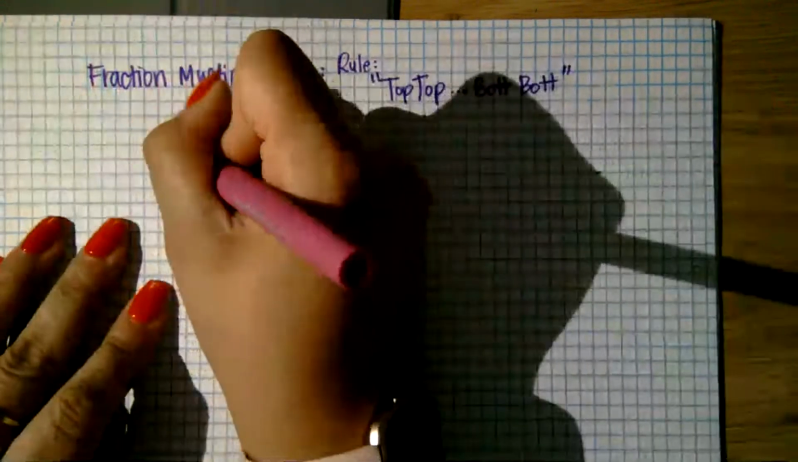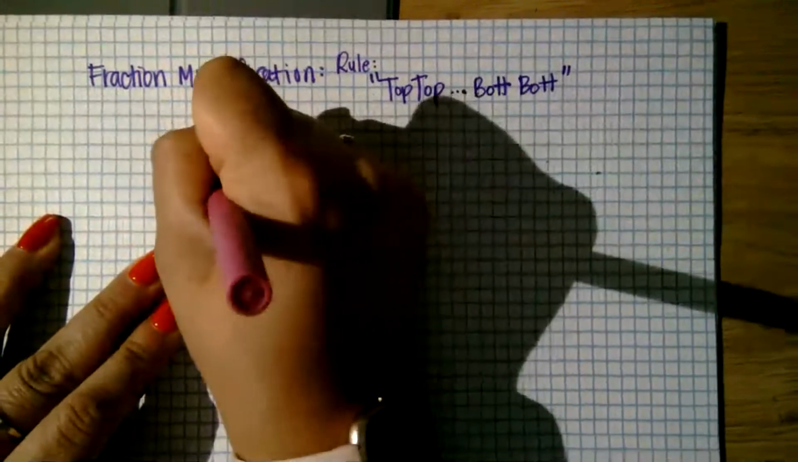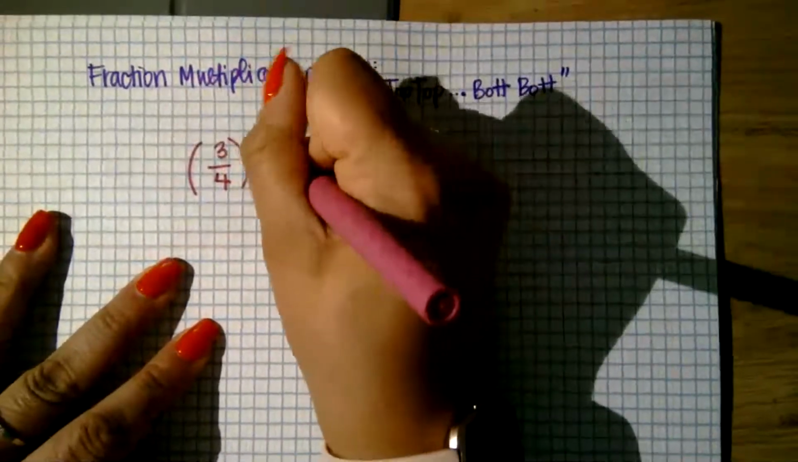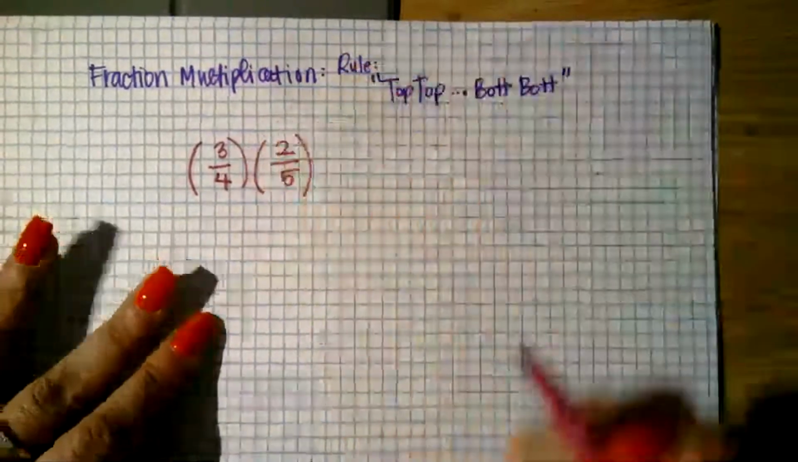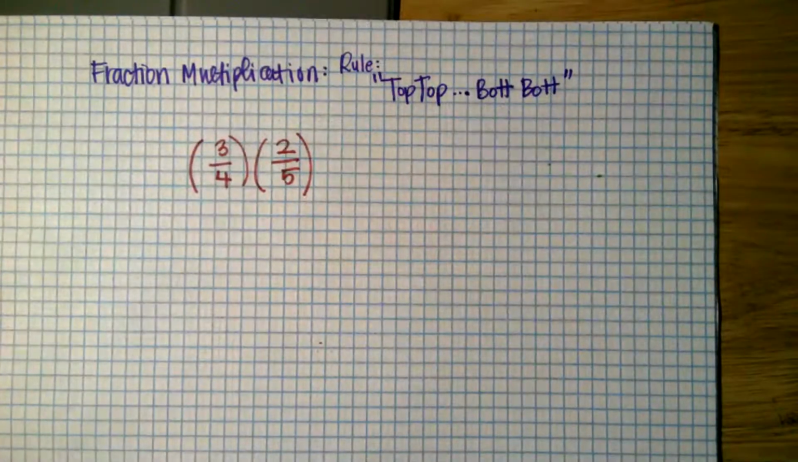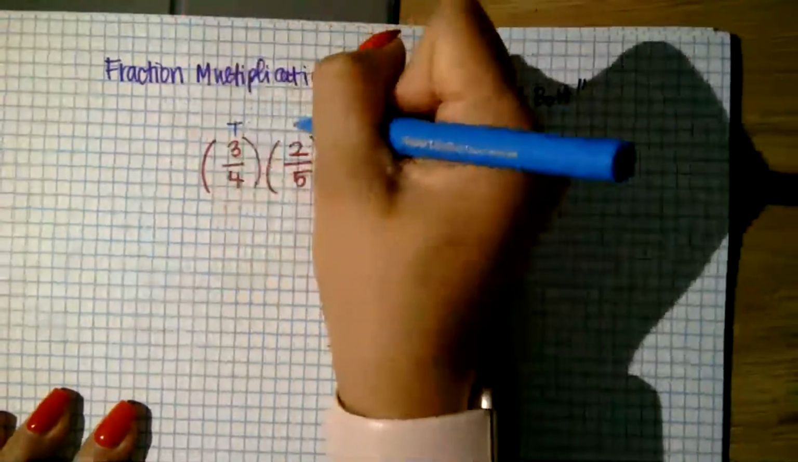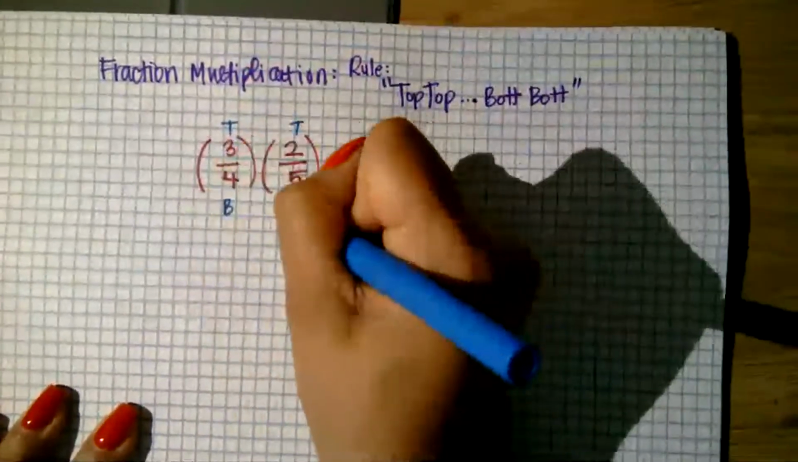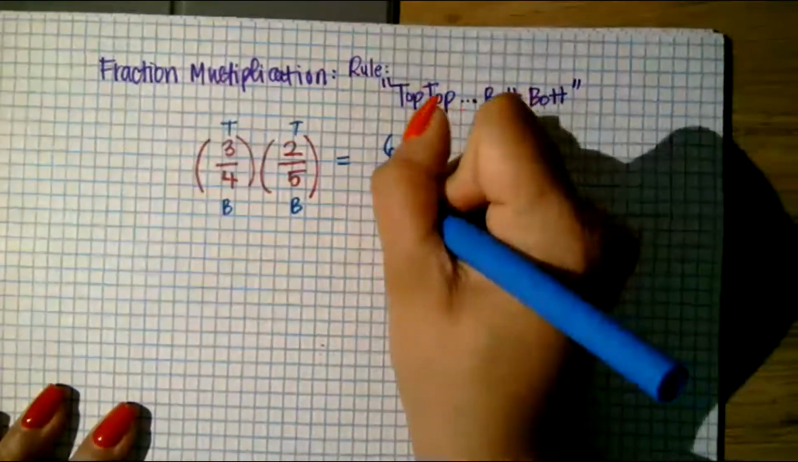So here's my example. I have 3/4 times 2/5. So all I have to do is use my rule. So what's top, top? 3 times 2 gives me 6. And what's bottom, bottom? 5 times 4 gives me 20.